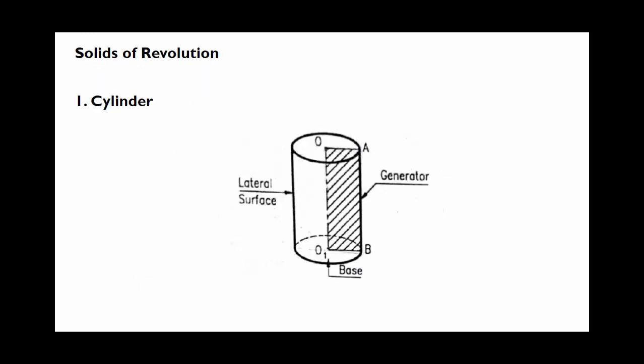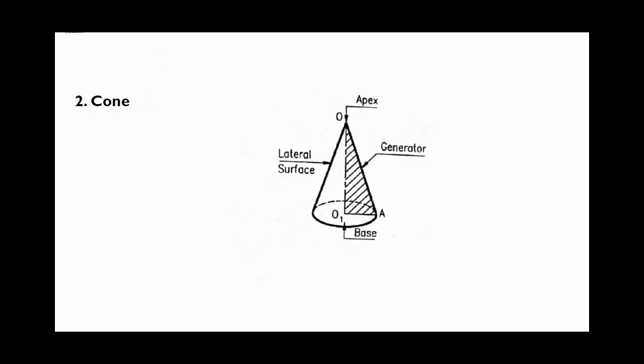Next is solids of revolution. If we consider here is the axis, and if we rotate this rectangle at 360 degrees with respect to the axis, we will get a cylinder. This surface is known as the lateral surface and the outermost edge is known as the generator. We can see that the base we will get is a circle, and at the center of the cylinder there is an axis. From this direction the front view will be a rectangle and the top view will be a circle.